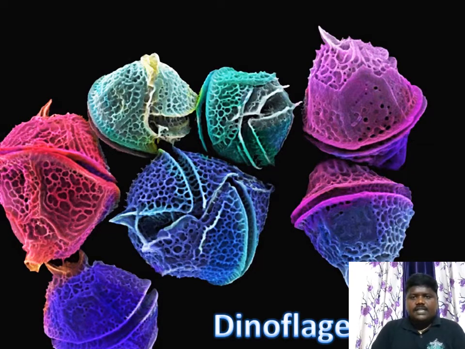So these dinoflagellates are unicellular protists. They comprise two flagella, as you see in the picture. These dinoflagellates are mostly marine plankton, but they are also found in freshwater habitats. The photosynthetic dinoflagellates form one of the largest groups of eukaryotic algae apart from diatoms. So these dinoflagellates are major marine inhabitants.